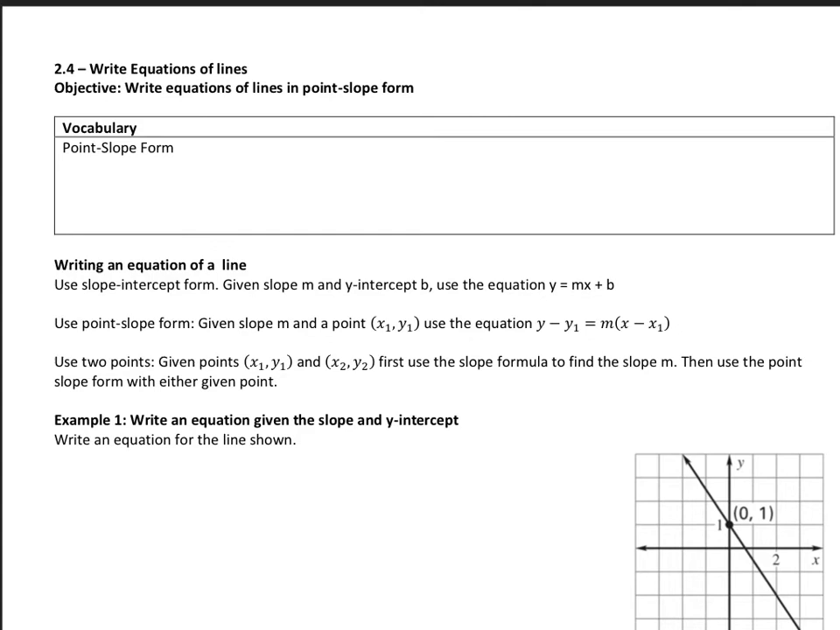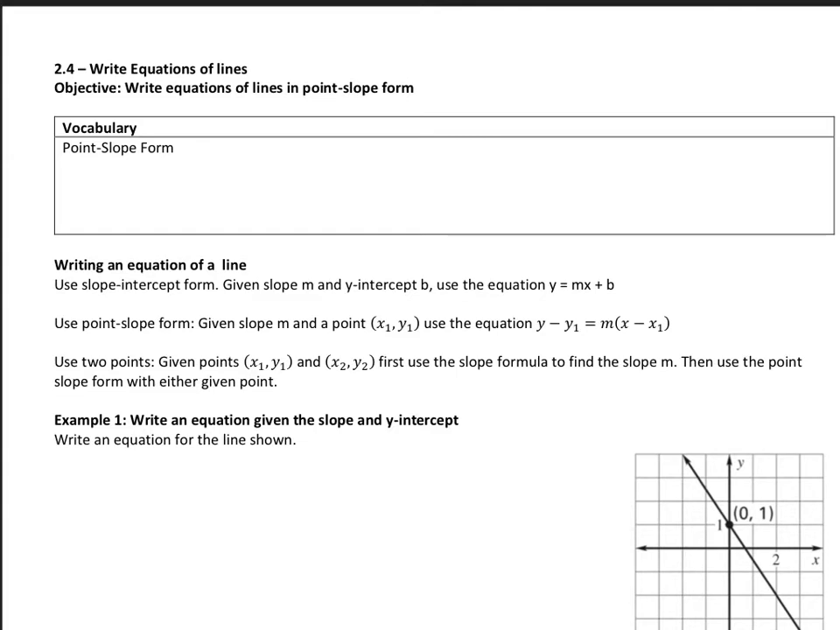All right, so we're on to lesson 2.4, and that's writing equations of lines. So we're going to apply what we did in lesson 2.3 to mainly just add on to that. We did slope-intercept form. We talked about standard form. Now we're going to talk about point-slope form. So for this vocabulary, I'm just going to define it. I'm not going to give you one flashcard for the vocabulary today.